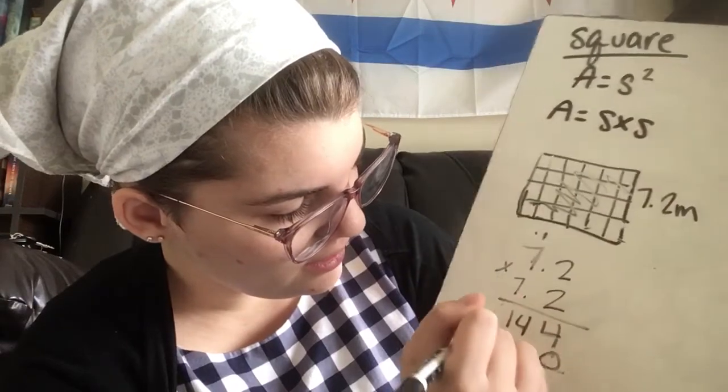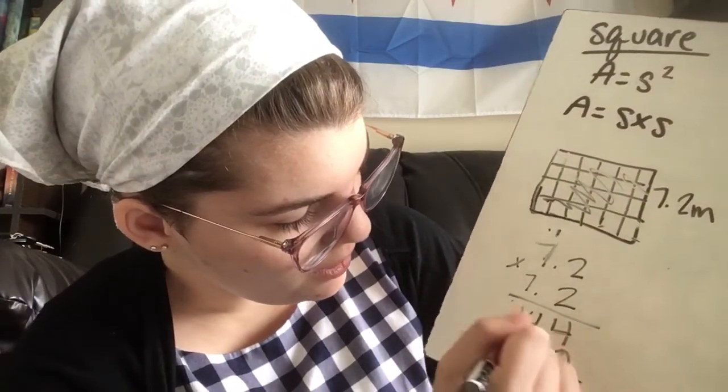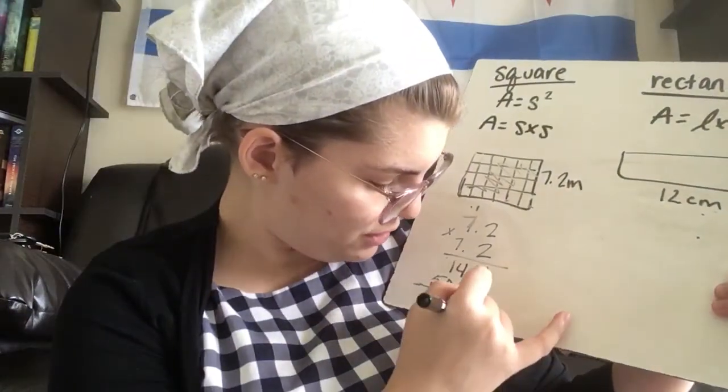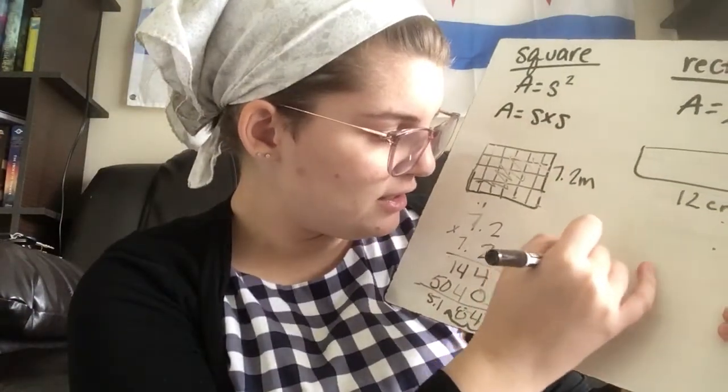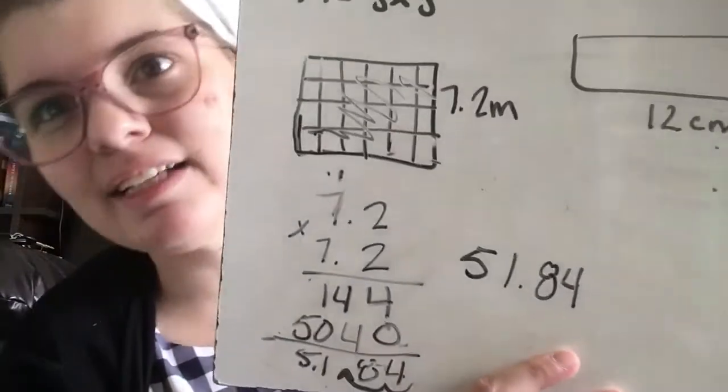Gonna add it: 4 plus zeros, and then 4 plus 4, 1 plus 0, and 5. However, we have 2 decimal places. So we're gonna go 1, 2, and our answer is 51.84. But we're not quite done yet.